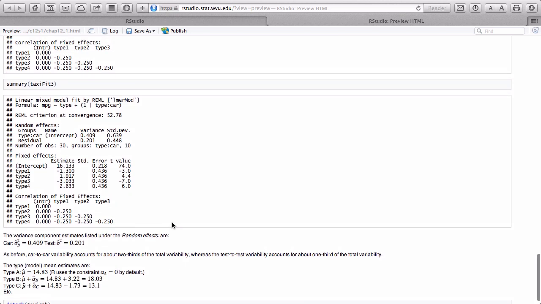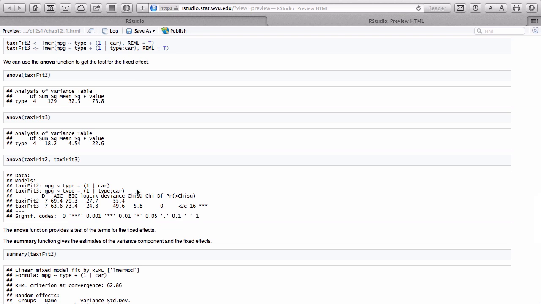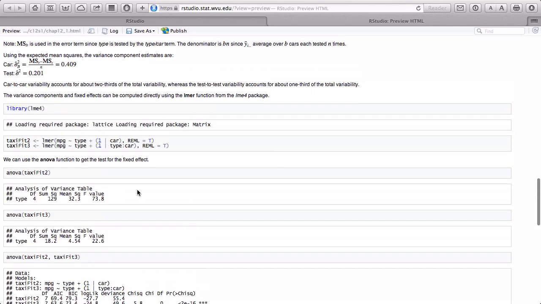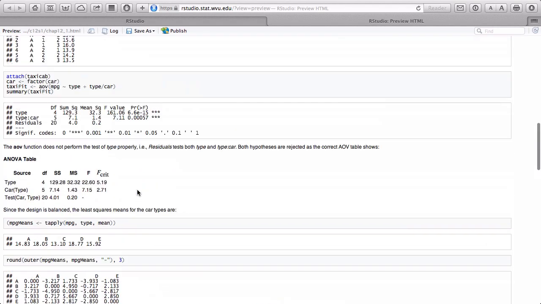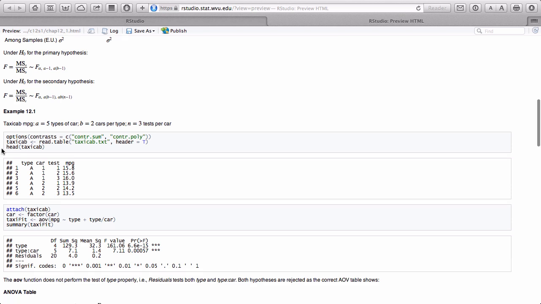By the way, these estimates here for the type, and this is different from what you download on the corresponding section 1, if you download it, I did not put in this statement right here, options contrast equals sum.